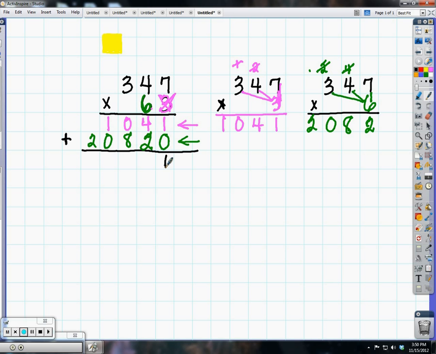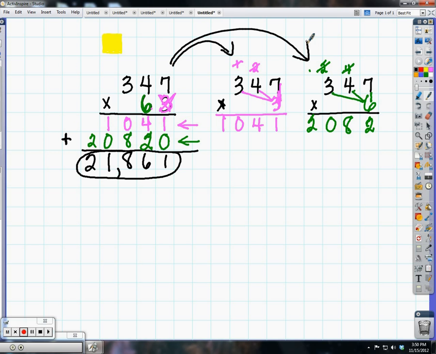1 plus 0 is 1. 4 plus 2 is 6. 8 plus 0 is 8. Nothing plus 1 is 1. And 2 plus nothing is 2. So the total product is 21,861. So breaking it down into two simpler problems where you're just multiplying by a single digit can make it a lot easier for you.